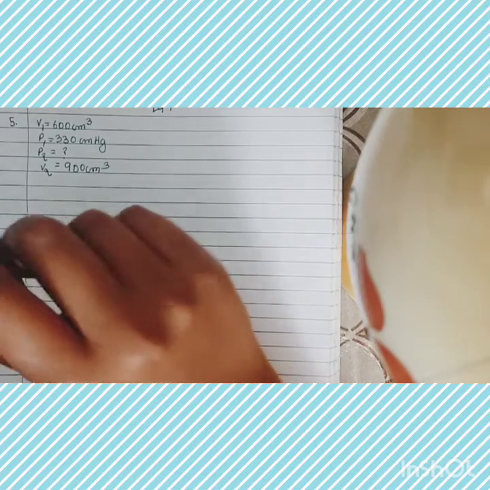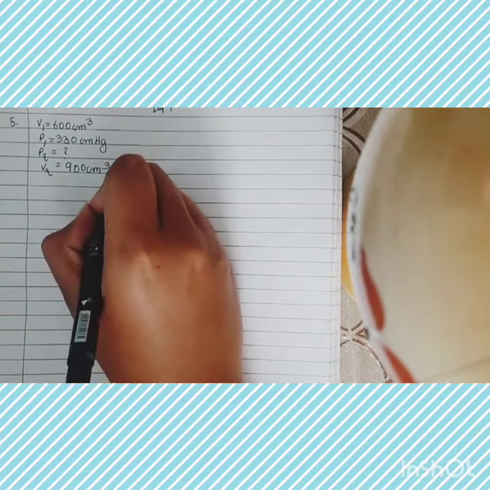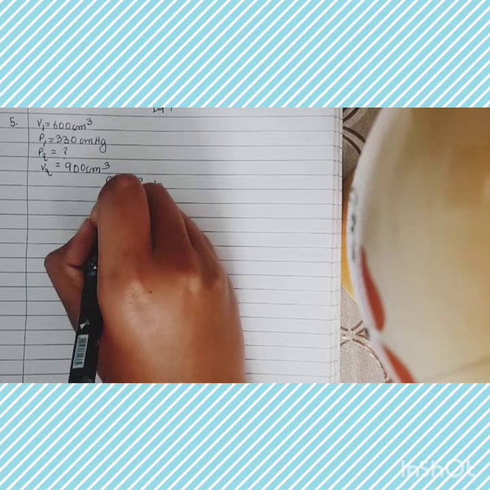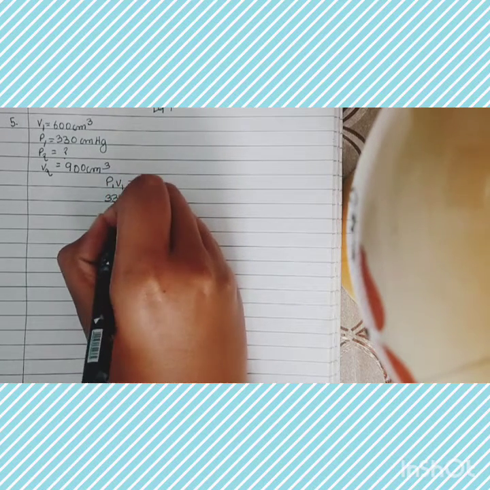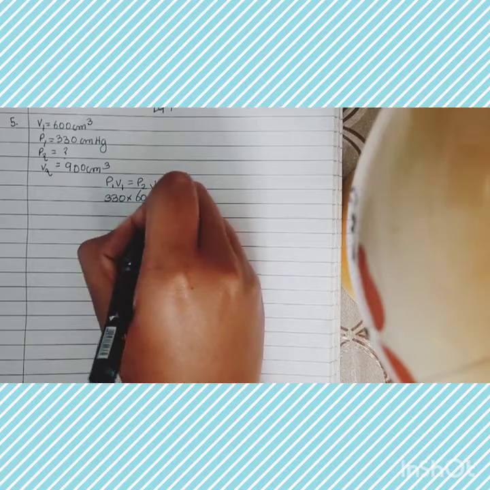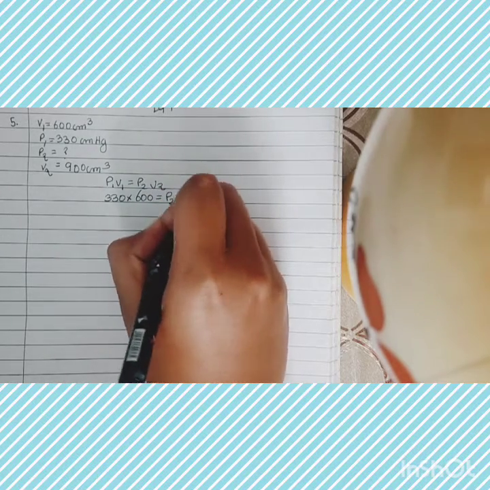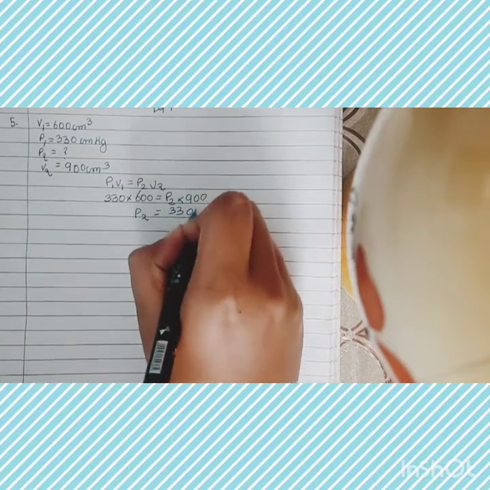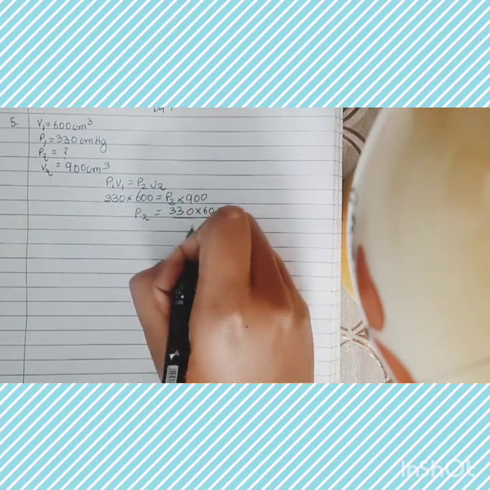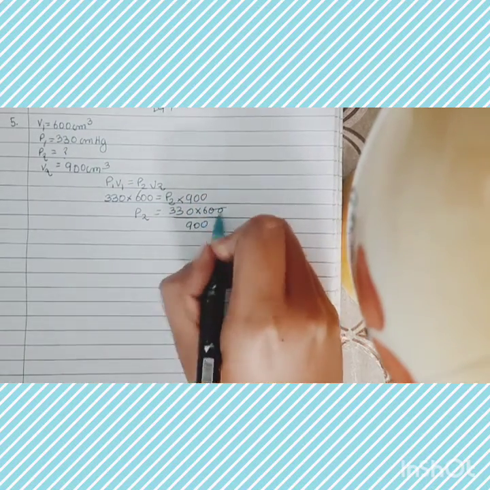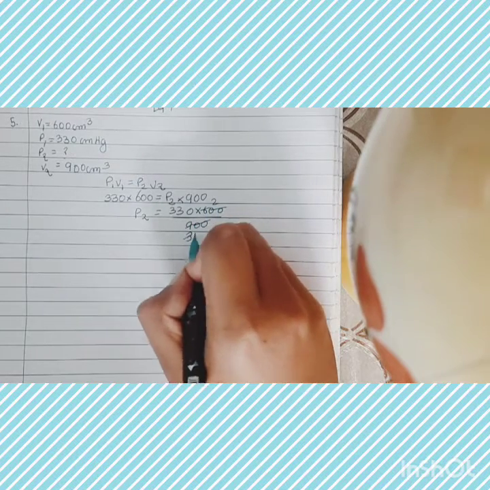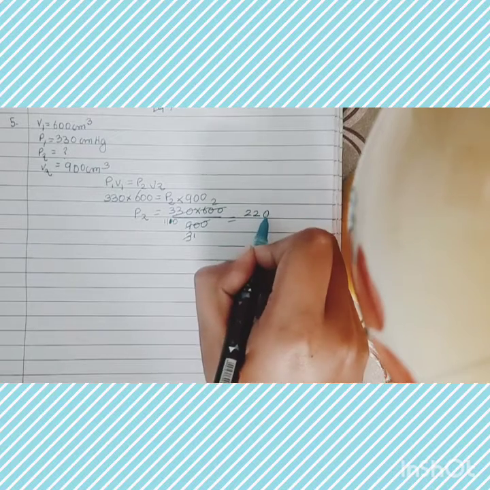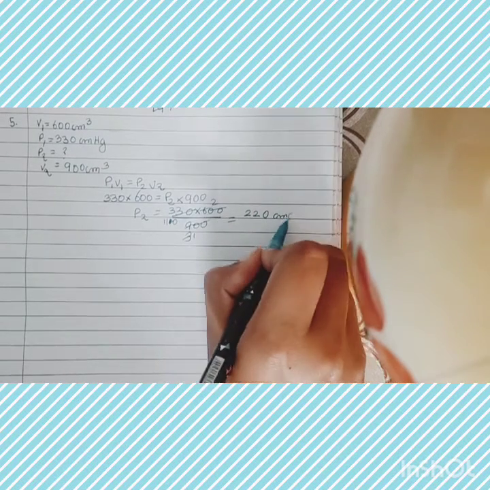Now we will use the equation P1 V1 equals P2 V2. P1 330 into 600, P2 we have to find, V2 is 900. P2 equals 330 into 600 upon 900. So 0 0 cancel, 3 2s are 6, 3 3s are 9, 110, 220 centimeter of Hg, our answer.